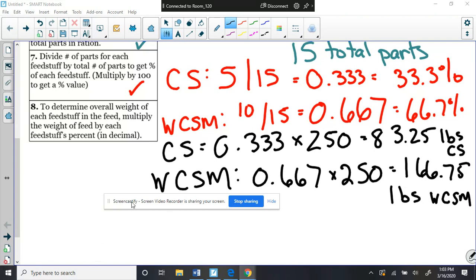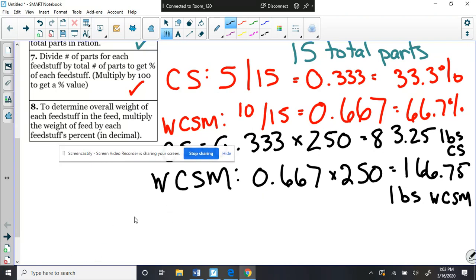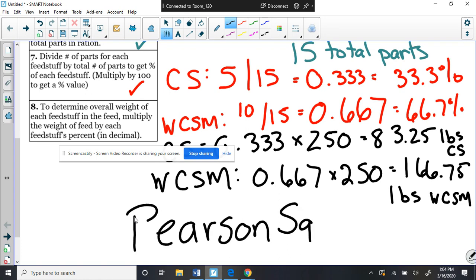But this is how to use a Pearson square to create a balanced ration. Good luck, guys.